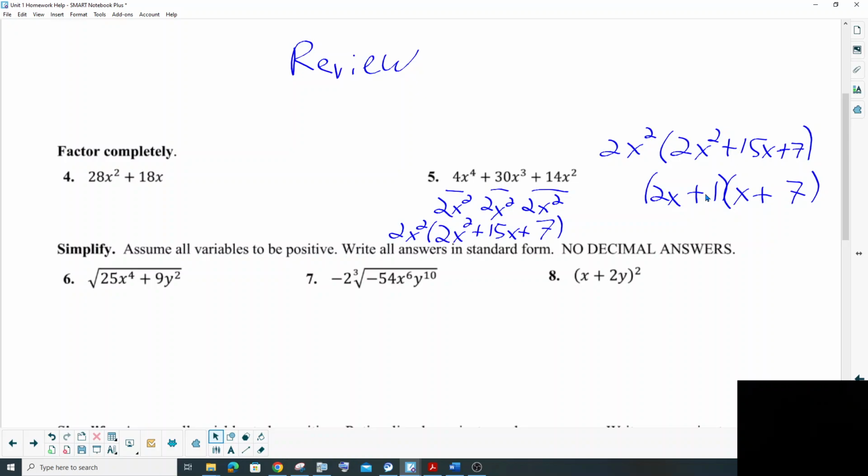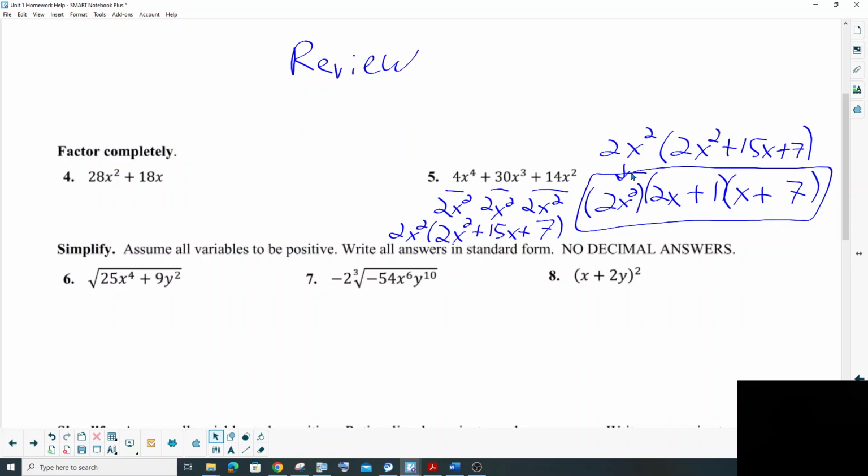Now I have teacher's aides in my math lab, 2 of them, that helped us today. And she said to remind you to bring the 2x squared down. That's a part of your answer. Careful. Okay, there we go. So that's number 5.